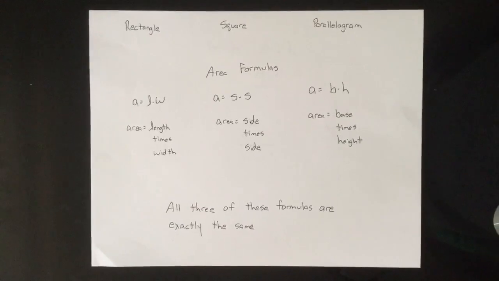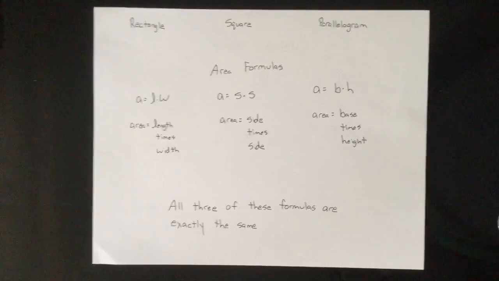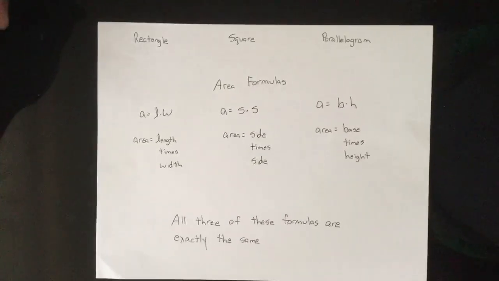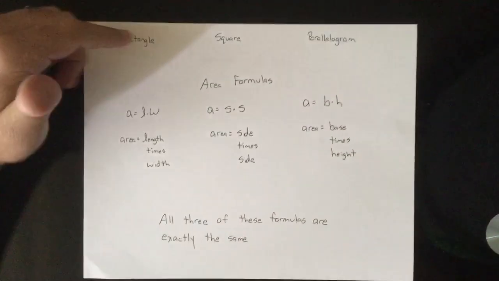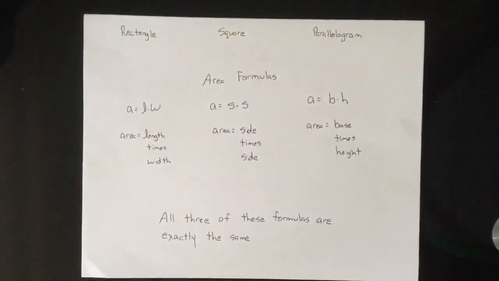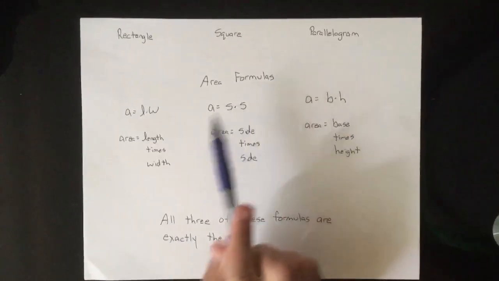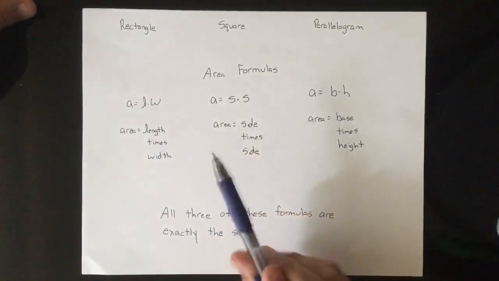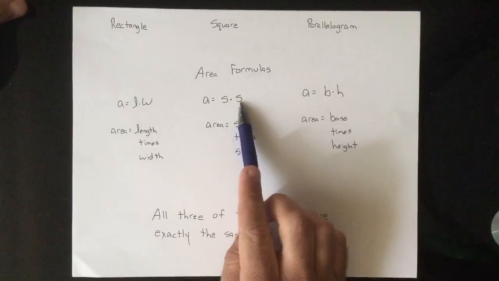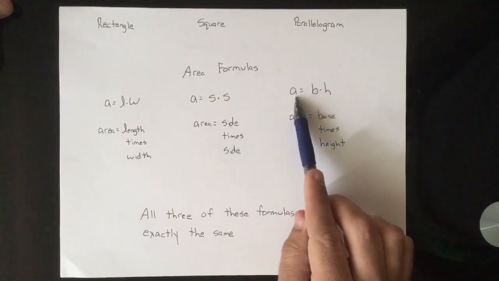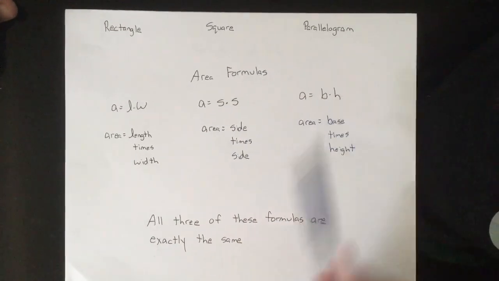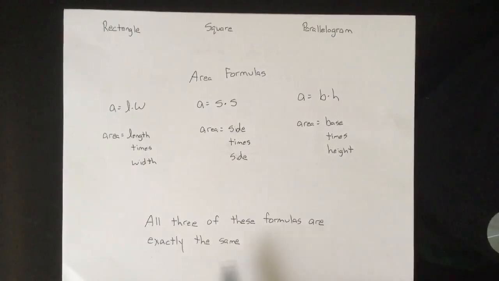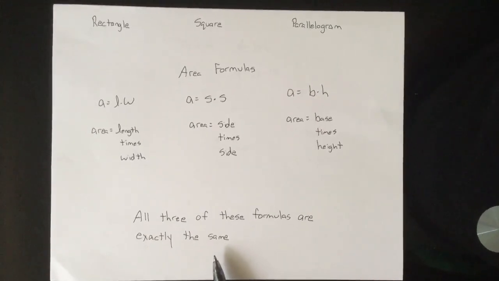Alright, so I'm going to start by going over homework 9.5a. On homework 9.5a, we were determining the area of a rectangle, a square, and a parallelogram. Well, here are the formulas. The area of a rectangle is length times width. The area of a square is side times side. And the area of a parallelogram is base times height. Guys, to sum it up, all three of these formulas are exactly the same.